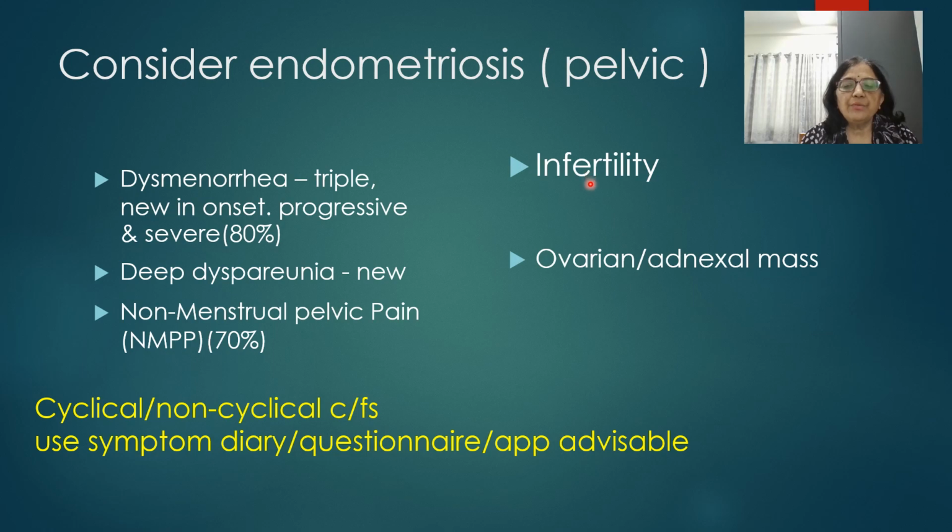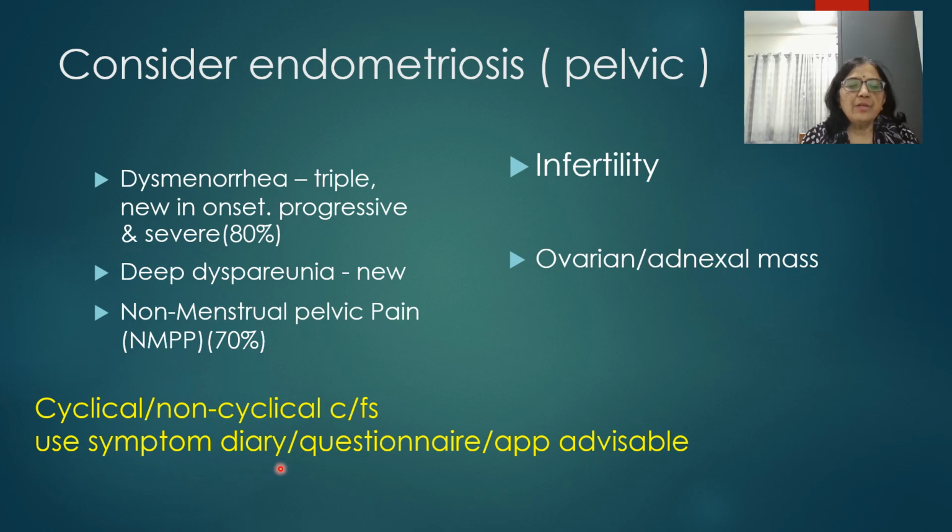Infertility can be a presentation. The patient comes as a case of infertility, and then you evaluate the patient and suspect that she has endometriosis. And if the patient has an ovarian mass or adnexal mass, then we should have a high level of suspicion and rule out whether she has endometriosis. All these features might be cyclical or non-cyclical. It is not necessary that there will always be a cyclical presentation of symptoms.